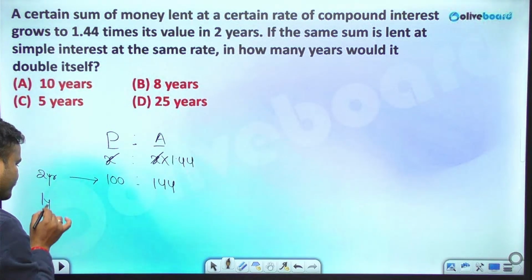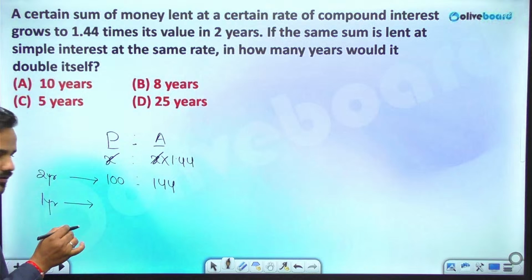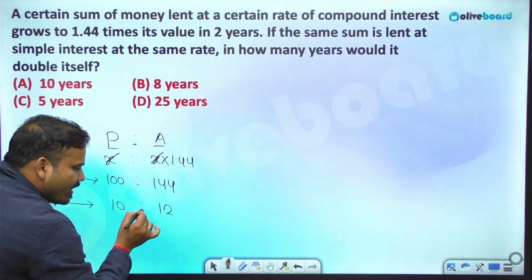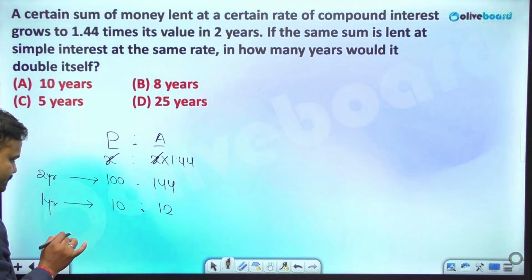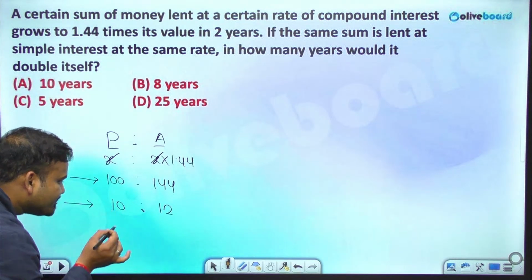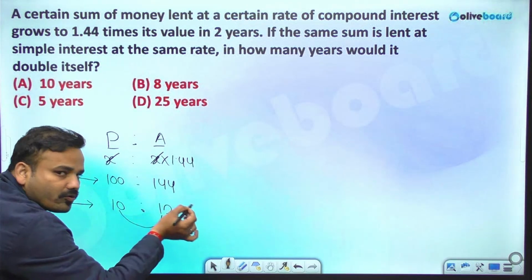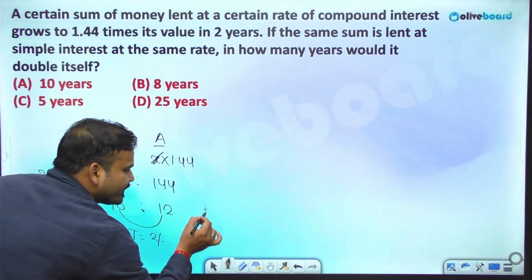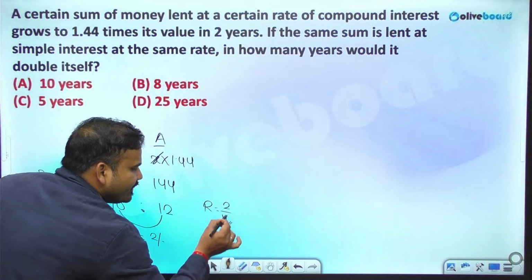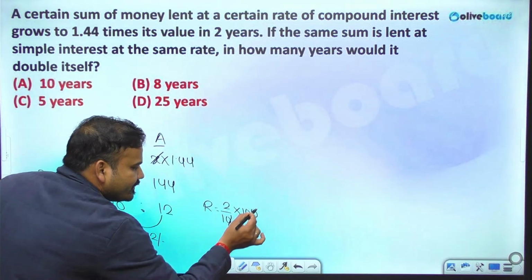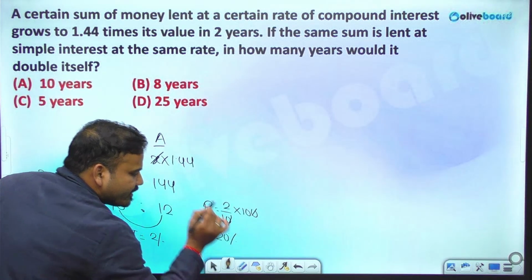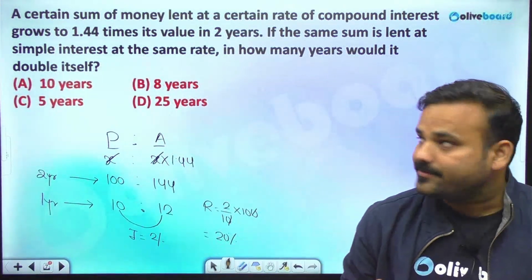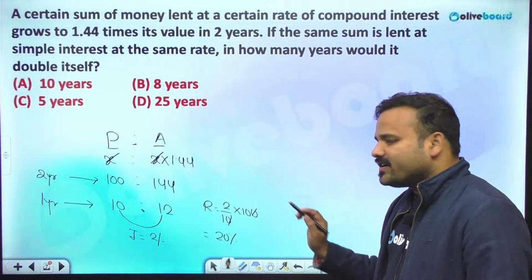So for the first year I am taking the root value. This is root of 100 and this is root of 144, that is 10 and 12. Now here we have a gap of 1 year. So there is a particular rate of interest at which in just 1 year rupees 10 grows up to rupees 12. What is the interest calculated? That is 2 rupees. So find the rate of interest: 2 by 10 times 100, that is 20%. So at 20% rate of interest, the money at compound interest will grow by 1.44 times of itself. So the rate of interest is 20%.